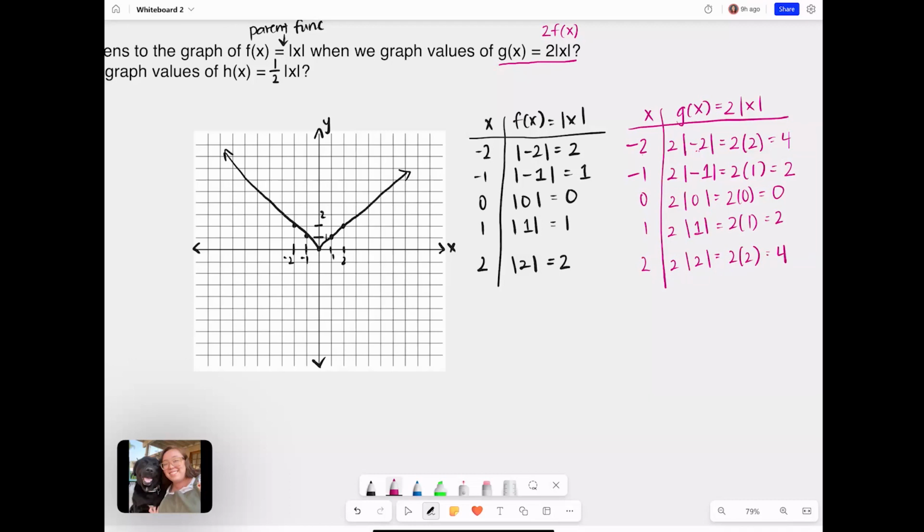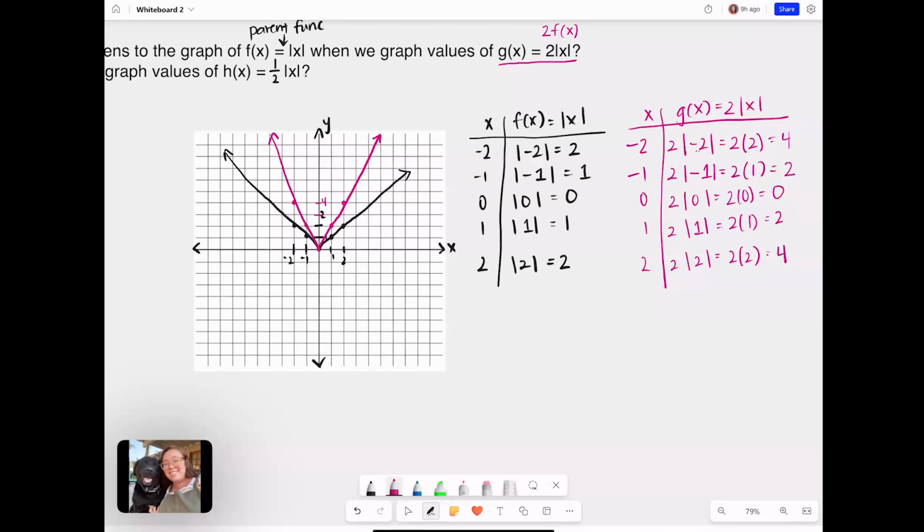Let's graph them. I am going to keep them on the same graph, just to see where we go with this. So -2 now is up here at 4. -1 is here at 2. I'm still at 0, 0. 1 is at 2. And 2 is at 4. So again, same overall shape, but what happened to it, right? It's squeezed in a little bit. It's a little different than before.